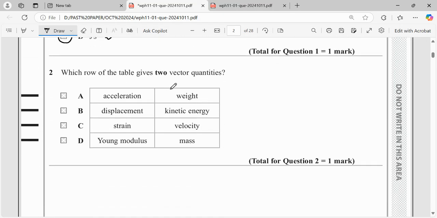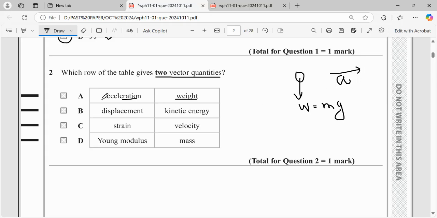Question number 2. Which row of the table gives the two vector quantities? You have to check which one gives both vector quantities. So option A, we have acceleration and weight. If we take weight, it has a direction downwards. Weight is mg. Same as acceleration, any object can accelerate in any direction, so that also has a direction.